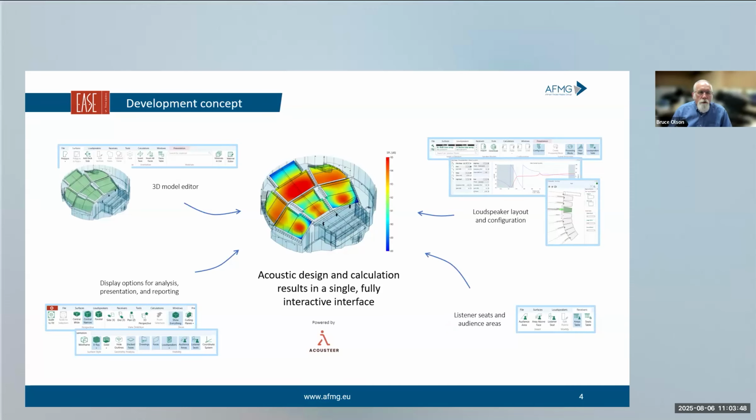This new version of EASE is based on a new 64-bit platform with a new set of 3D modeling tools for building rooms. There are many new display and presentation options. We also have many new ways to configure sound systems and tune the acoustic model. Anna and I will introduce those in a moment. And we continue to provide listener seats and audience areas for mapping and analysis.